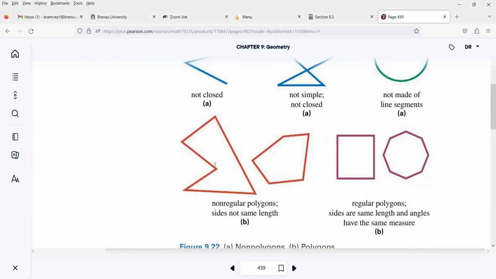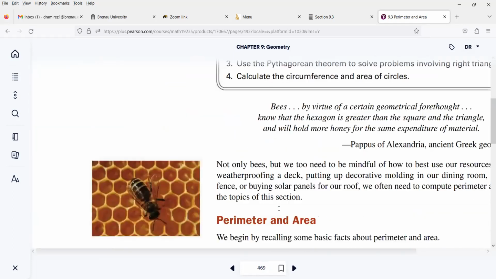Then B, we have two examples of non-regular polygons. So the angles and sides are not equal. And the last two are regular polygons. The sides are the same length and angles have the same measure. So with that, I'm going to copy the definition. Well, I'm just going to read it.